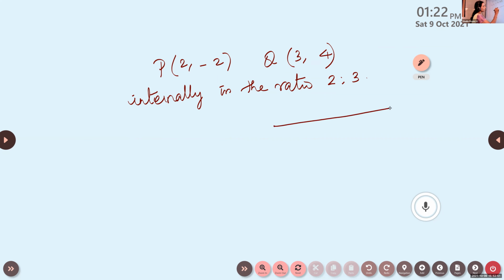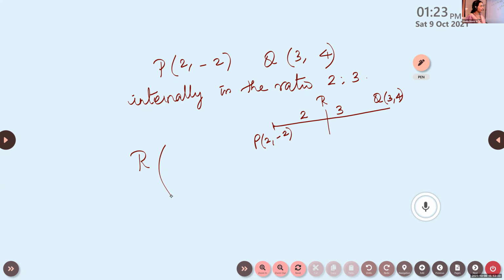So we are given two points. P is the point (2, -2). Q is the point (3, 4). Suppose R divides internally in the ratio 2:3. Then how will you find the point of division R?